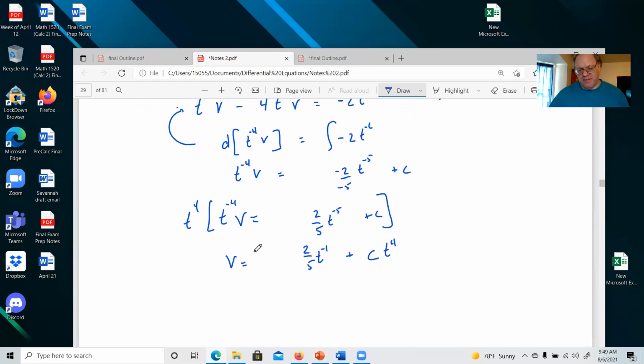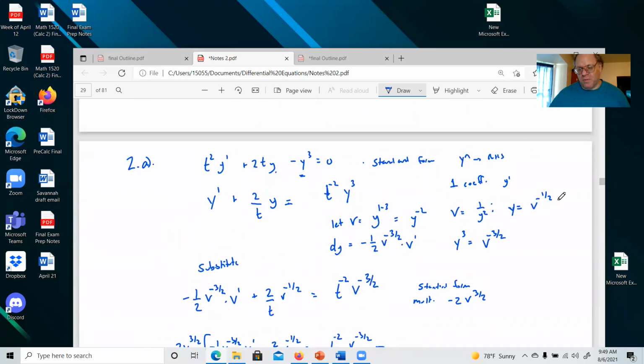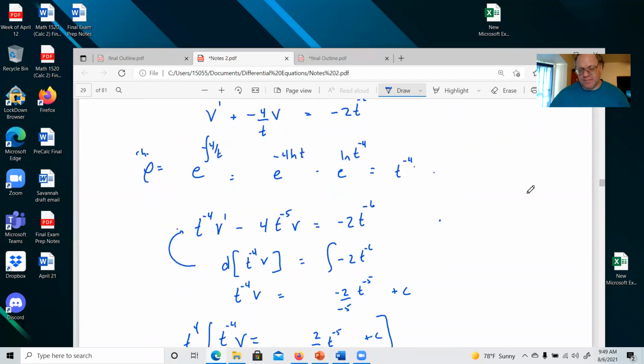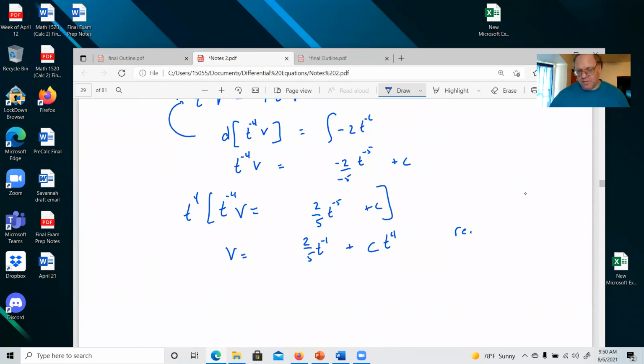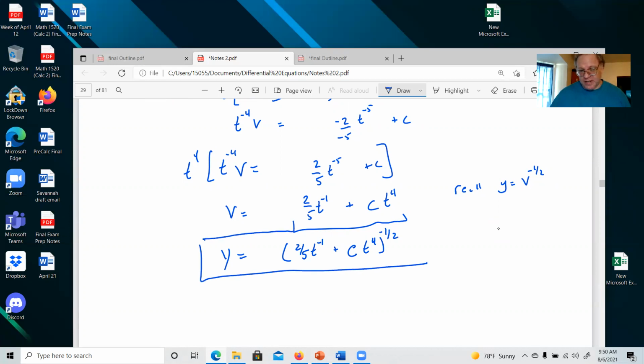Now that's my v. We really want this in terms of y, so we go back up here and look: y was equal to v to the negative 1/2. So recall y was equal to v to the negative 1/2. This is v. So y is equal to 2/5 t to the negative 1 plus c t to the 4th, all to the negative 1/2, and you're set. They didn't give us an initial condition. We did solve explicitly for y, so we should be all set. We're all good, set and done here.